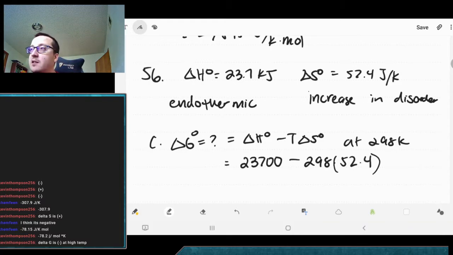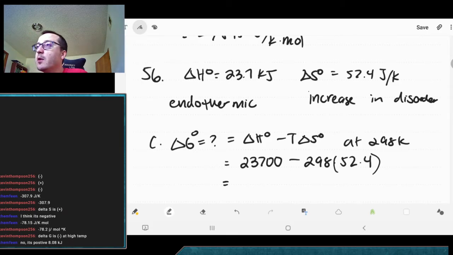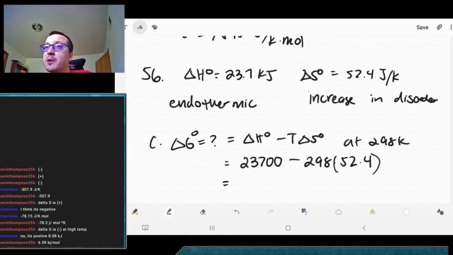Let's make that a little bit more obvious. Okay, I would expect the same thing here. So the temperature is going to be a factor here, since they're both positive. All right, and if we go ahead and calculate this, we get... Yeah, so it's going to be positive at this particular temperature, but it may be negative at a higher temperature.